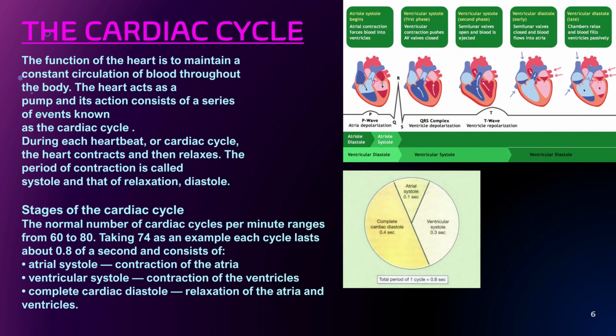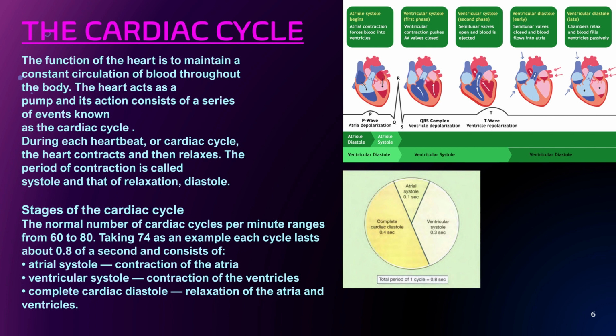We now move on to the cardiac cycle. The function of the heart is to maintain a constant circulation of blood throughout the body. The heart acts as a pump, and its action consists of a series of events known as the cardiac cycle. During each heartbeat, or cardiac cycle, the heart contracts and then relaxes. The period of contraction is called systole and that of relaxation diastole.